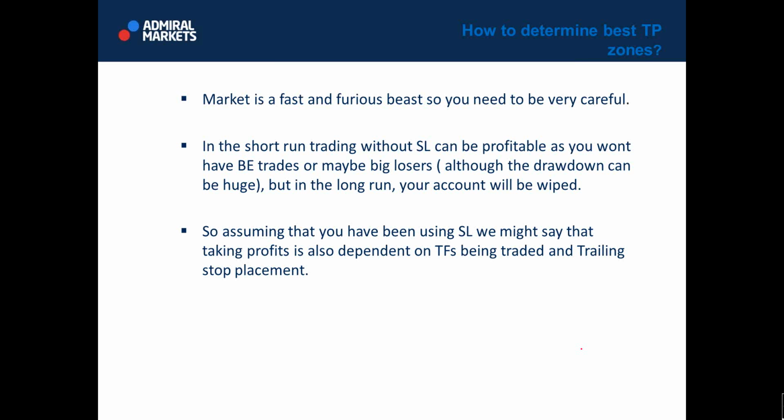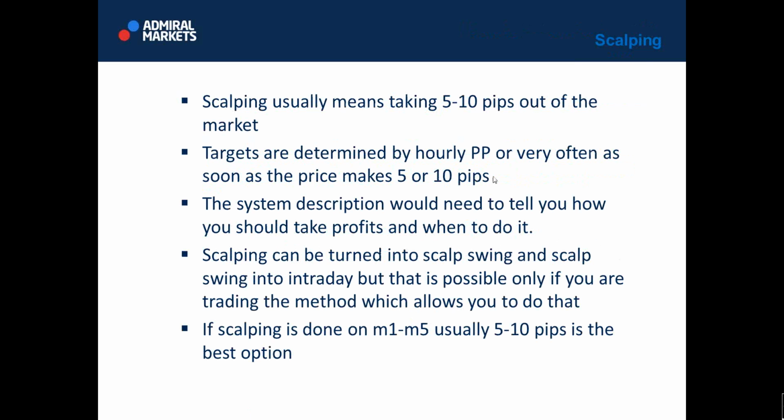Now, because we are professionals and we are talking about trading, not gambling, we assume that you will use and have been using a stop loss. So taking profits, whether you are a professional trader or a newbie trader with a professional approach, is also dependent on the time frames being traded and trailing stop placement. Okay? Now, scalping usually makes some very fast pips, definitely something around 5 to 10 pips taken out of the market.